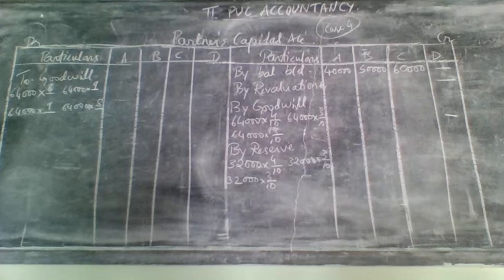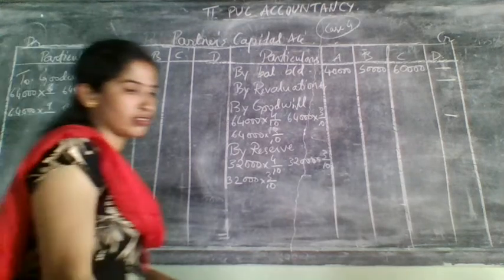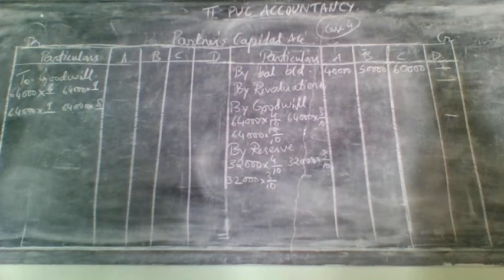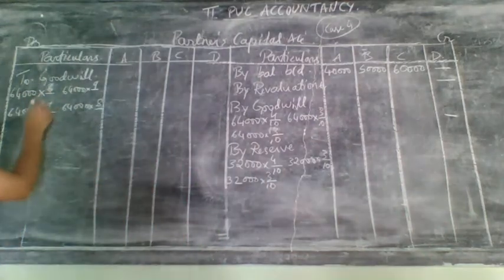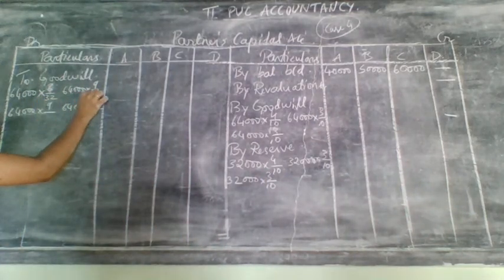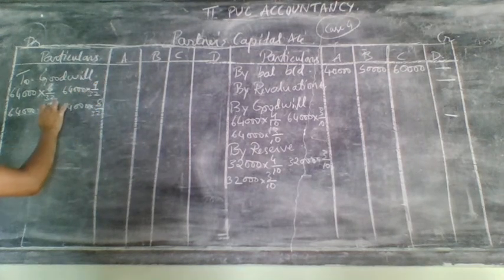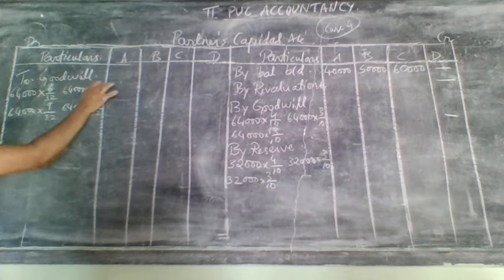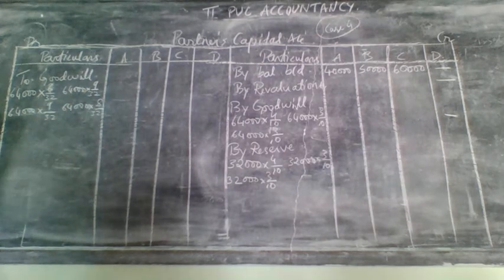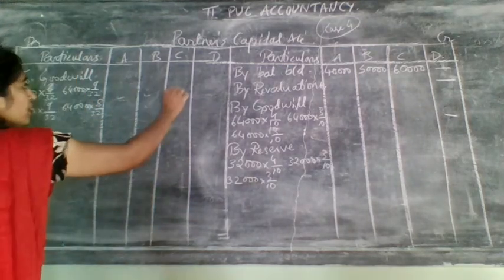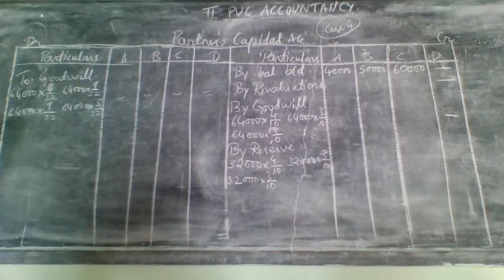Altogether how much will it become? 32 it will come. So write here 32, 32, 32, 32. That means 6 plus 9 plus 9 plus 8, so it will come 32. Distribute this and write for all the four partners. For all the 4 you need to write this goodwill amount.